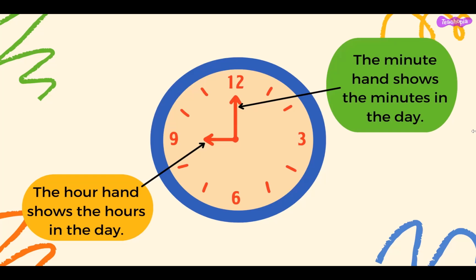It's important that the children are familiar with the basics of a clock. You can start with the minute hand and the hour hand. The minute hand is the longer hand and shows the minutes in the day, and the hour hand shows the hours in the day and it is shorter.